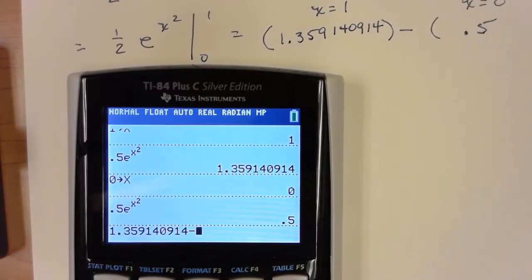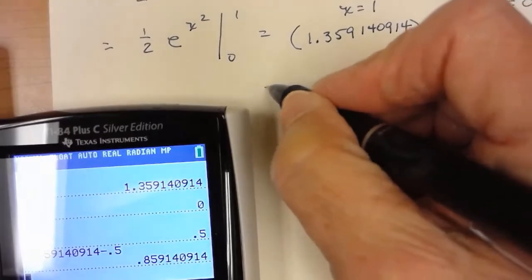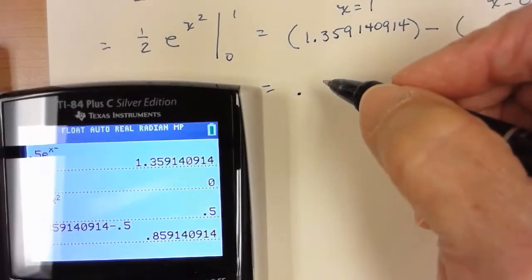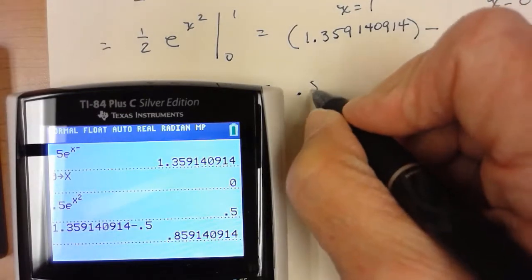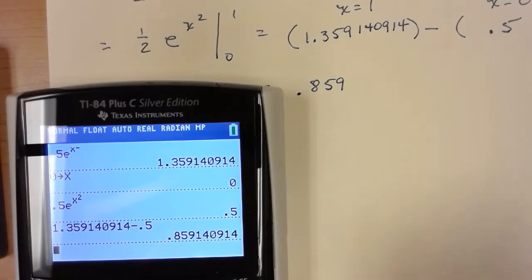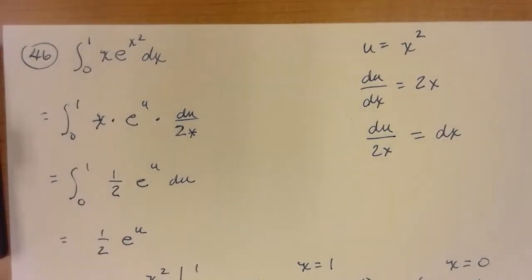So now I've got 1.359140914 minus 0.5, and that gives me, and I think they wanted you to round to 3 decimal places, so 0.859. If it were 4 decimal places, then it would be that. So that's that first one, and I have to use the u substitution.